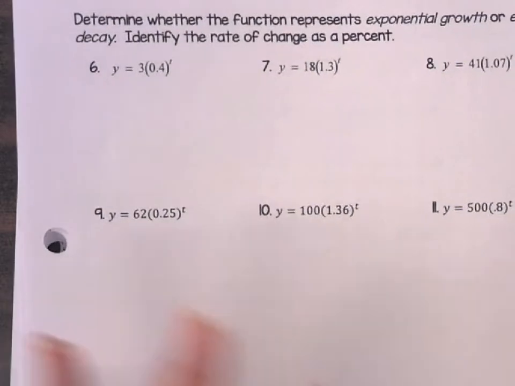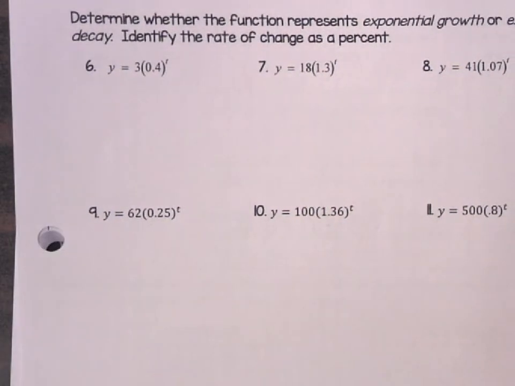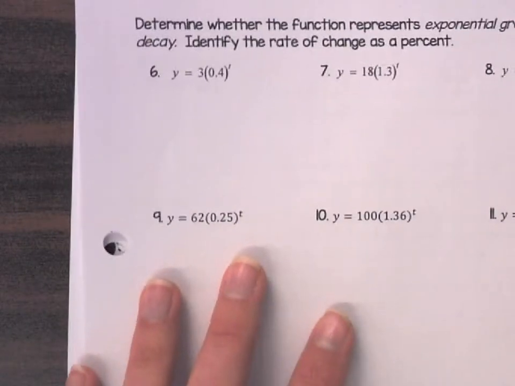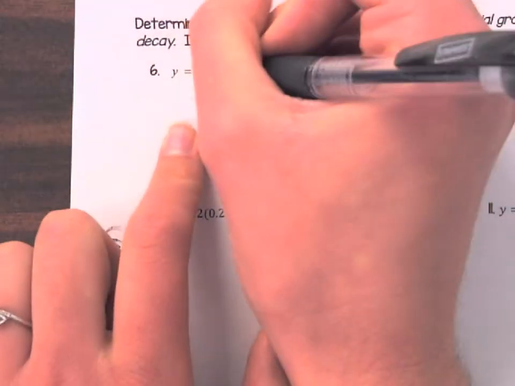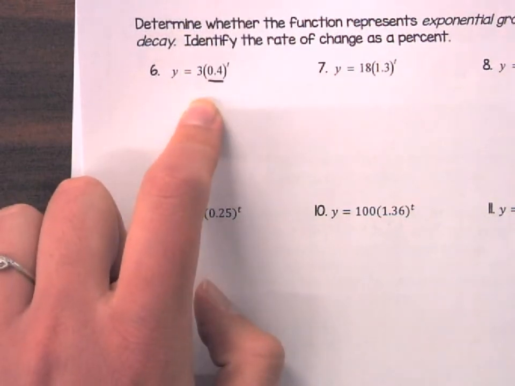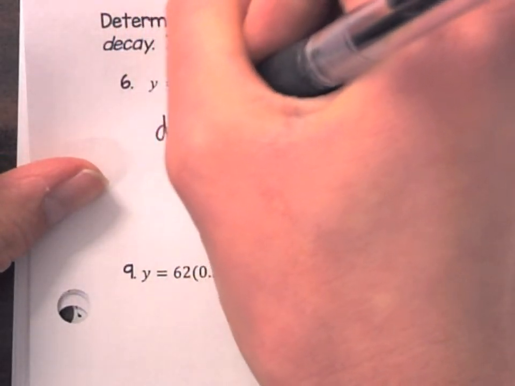Okay, 6 through 11 down here, again the numbers are kind of funny on these. They would like you to determine whether the function again represents exponential growth or exponential decay and identify the rate of change as a percent. So remember, if it's decaying, the value will be less than 1. If it's growing, it'll be more than 1. And the value we're talking about is the one being raised to the t, or to our exponent. So inside our parentheses here, 0.4 is less than 1, so this is going to be decaying.